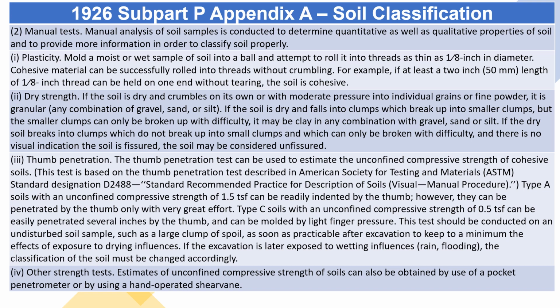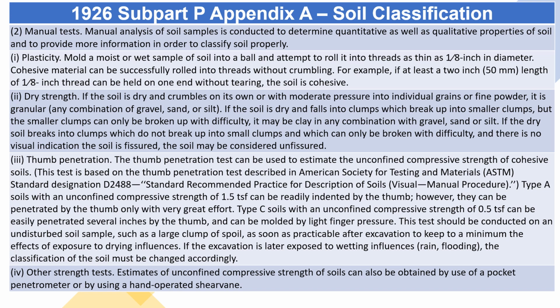2. Dry strength. If the soil is dry and crumbles on its own or with moderate pressure into individual grains or fine powder, it is granular, any combination of gravel, sand, or silt. If the soil is dry and falls into clumps which break up into smaller clumps, but the smaller clumps can only be broken up with difficulty, it may be clay in any combination with gravel, sand, or silt. If the dry soil breaks into clumps which do not break up into small clumps and which can only be broken with difficulty, and there is no visual indication the soil is fissured, the soil may be considered unfissured.